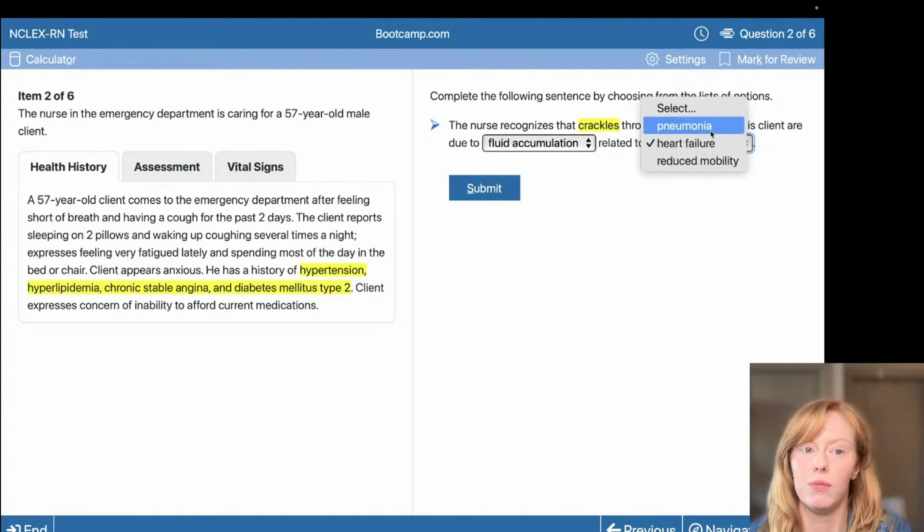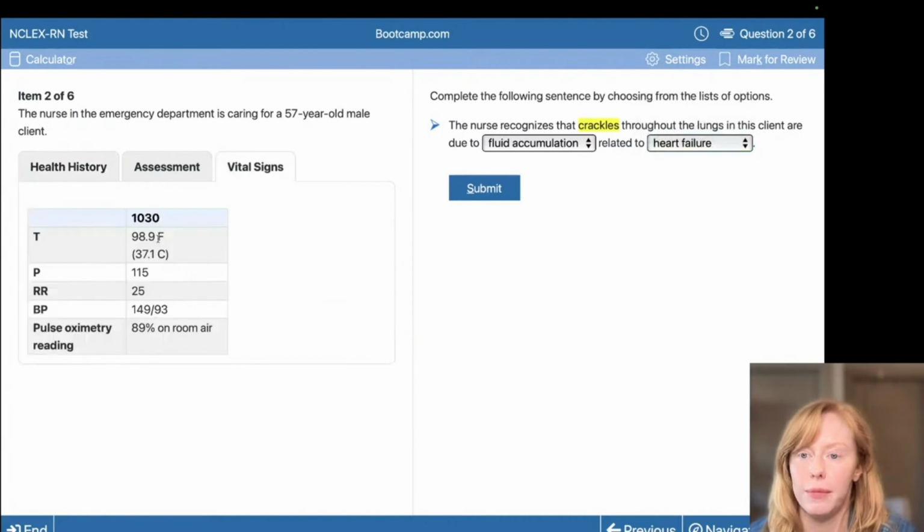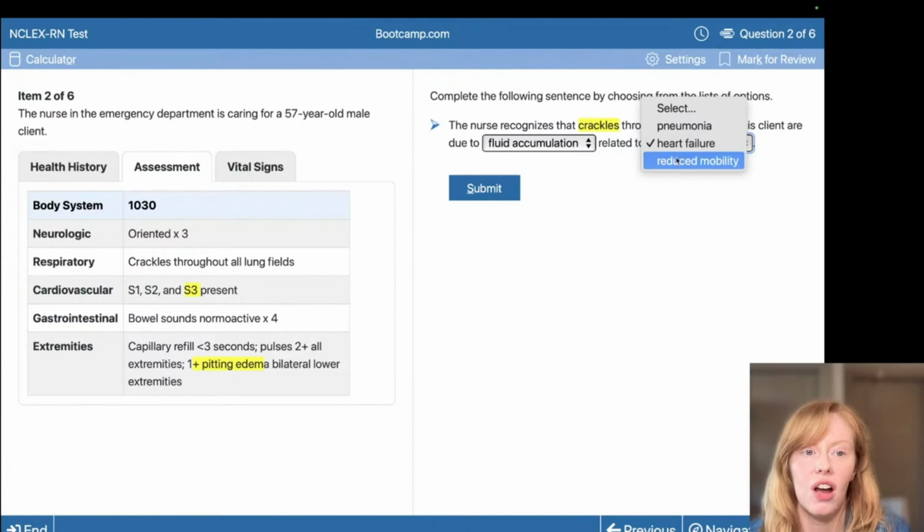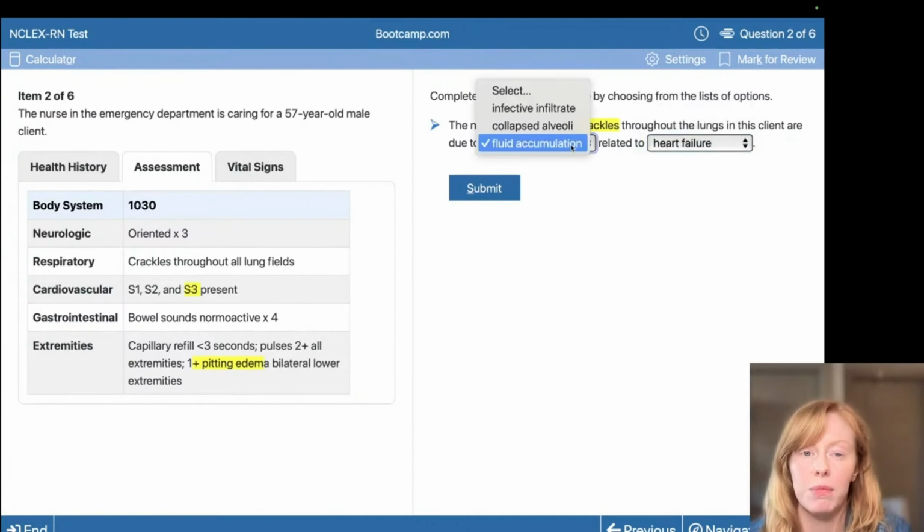Several of you thought maybe pneumonia. Totally a good guess, really good guess, but we didn't have those signs of infection. He didn't have a fever. We had a completely normal temperature, so less likely. Also, he might have told us that he's coughing up tan or green-yellow sputum, and we didn't have anything about that. Then our other option, reduced mobility, which would be most likely to cause collapsed alveoli.